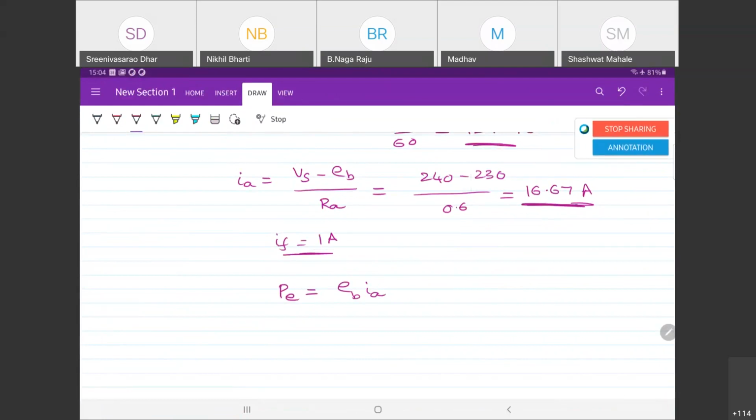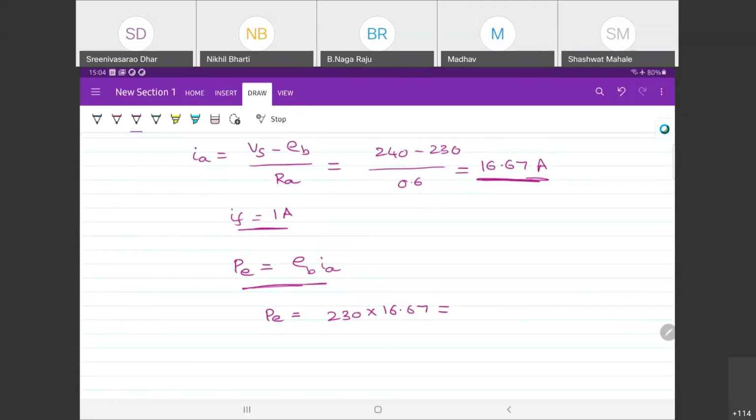So you know this formula PE equal to EB into IA. That is the power generated in the armature circuit. EB into IA. So from this, what is PE? EB is 230, right? So armature current is 16.67. So how much is it?